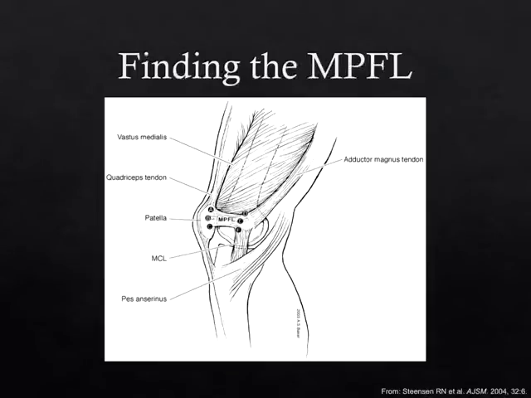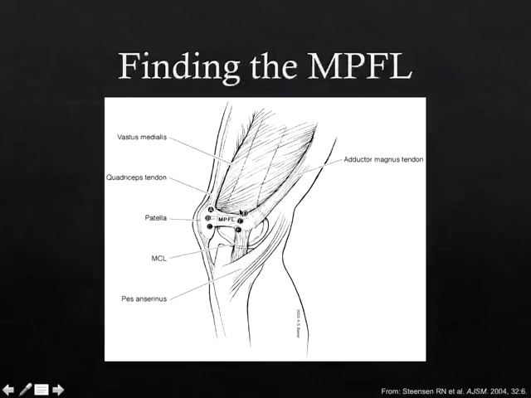So residents often have trouble finding the MPFL on MR images. There are a few tricks you can use to find it. You can see it's a horizontally oriented ligament that connects the medial epicondyle of the distal femur to the upper portion of the medial patella. On MR images, if you're scrolling through axial images, it starts just after the vastus medialis obliquus muscle kind of peters out, so that's a good indicator.